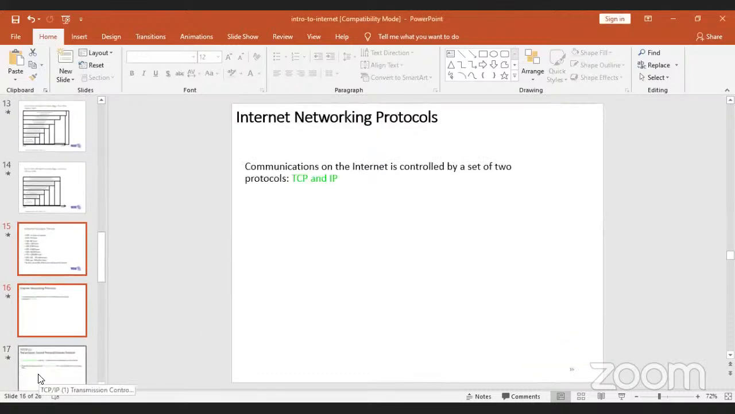Okay, so I said the other time that I have not talked about protocols. So I want us to look at internet networking protocols. Communications on the internet is controlled by a set of two protocols, which is the TCP/IP. And I said the TCP is transmission control protocols and internet protocols. Every new network that joins the internet must designate at least one computer.